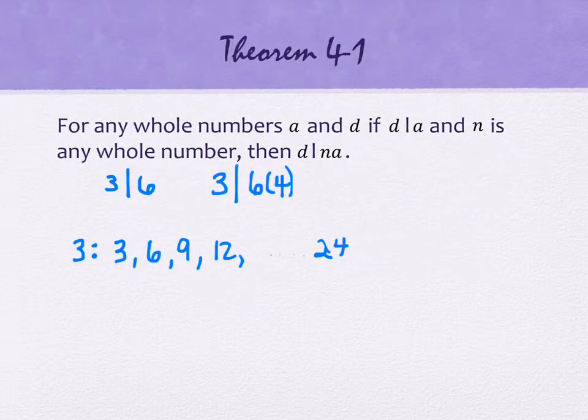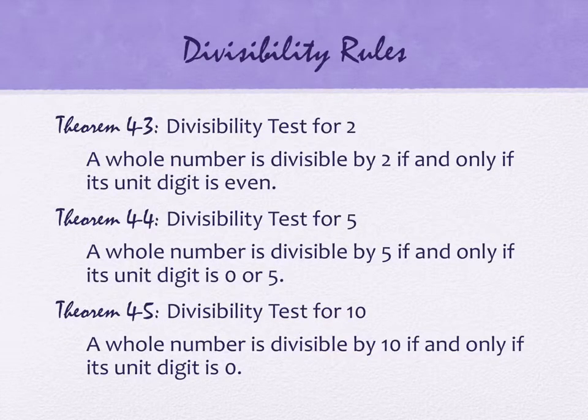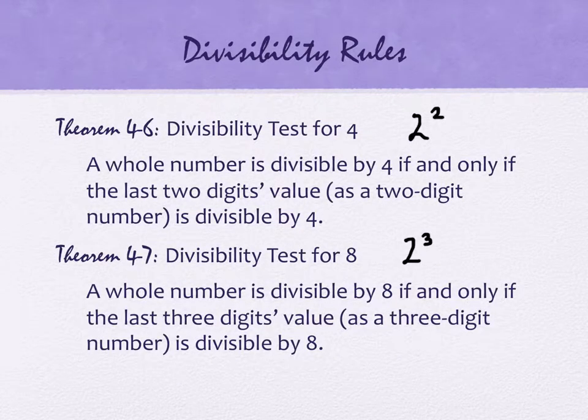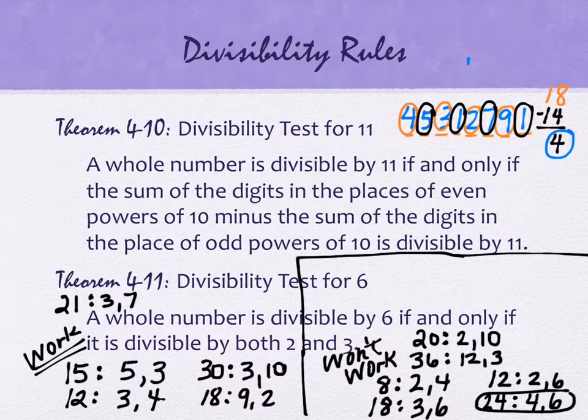We had several divisibility theorems. I'm not going to go through all those again, but we had this list. Do you remember this crazy list of what happens when you add and subtract numbers and those sorts of things? And then we had some really cool divisibility rules for specific values: 2, 5, 10, 4 and 8, 3 and 9, and then 11 and 6.